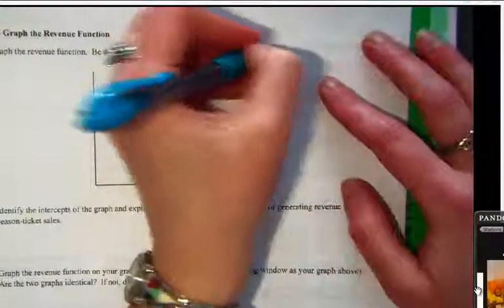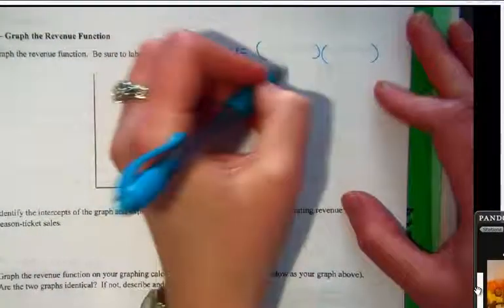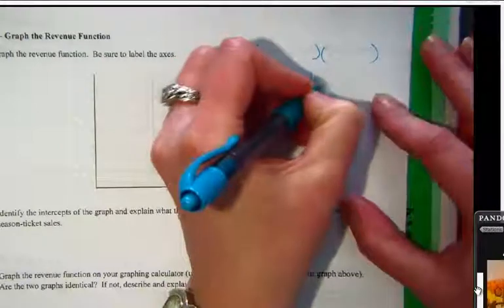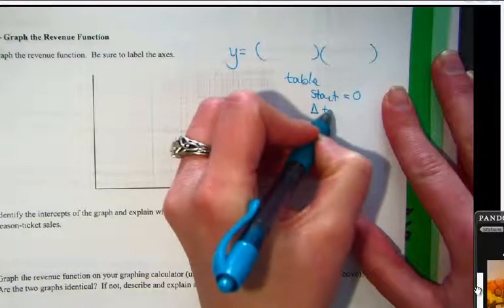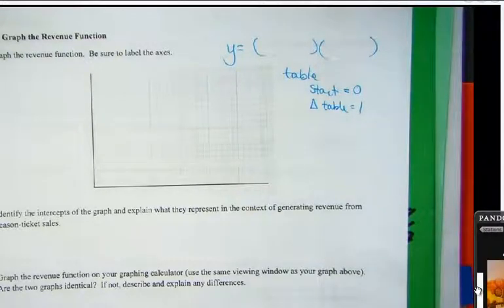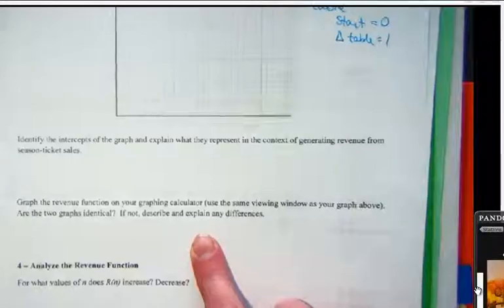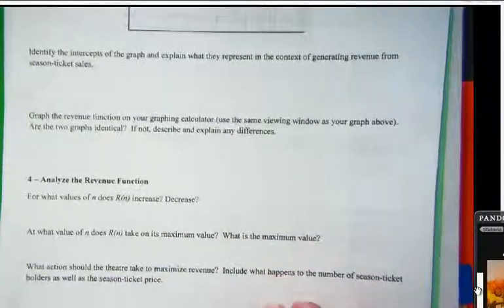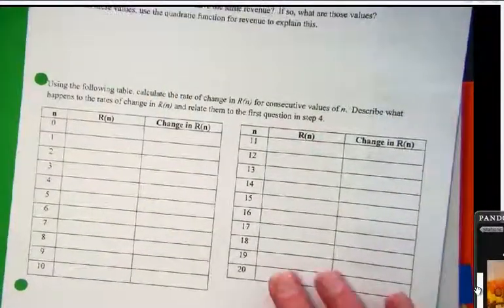You'll graph this revenue function. When you do this, keep it in this set of parentheses like we have. We're just going to plug this into a y equal. And you may want to have your table start at 0 and change in table every 1. That'll help you graph it. It'll ask you to interpret key points on your graph, compare it to what you're seeing on your calculator, and then you'll start analyzing it, figuring out when it's increasing and decreasing, what the maximum revenue would be, what that means for their price. Please turn the page with me.